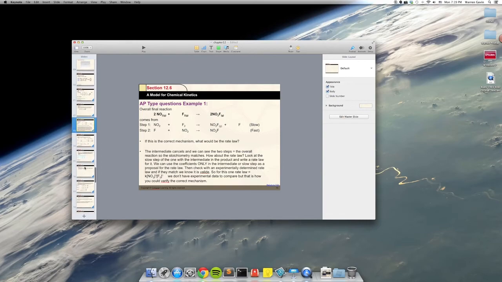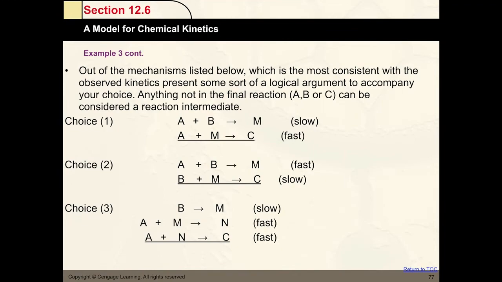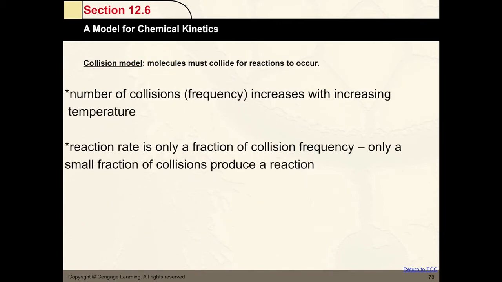But I am going to skip ahead then to, let's see, page 77 on your PowerPoint. And you can see, out of the mechanisms listed below, which is the most consistent with the observed kinetics, present some sort of a logical argument to accompany your choice. Anything not in the final reaction, A, B, or C, could be considered an intermediate. So I'm trying to think about if this is where I want you to be. Because I believe, okay, that was page 9. So never mind, let's keep going. This is where I want to be.